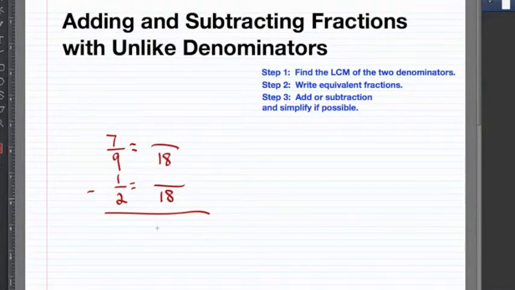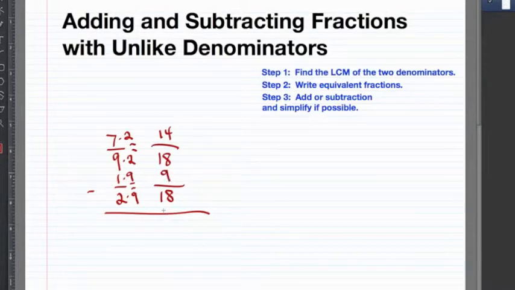So moving on to step two. Let's write equivalent fractions. So what fraction is equivalent to 7/9 that has 18 as a denominator? To find that out, again, I'm going to say to myself, to get from 9 to 18, I had to multiply by 2, so I'm going to multiply my numerator by 2 as well. 7 times 2 gives us 14. On the bottom, to get from 2 to 18, I had to multiply by 9. So I multiply the top, the numerator, by 9 as well. 1 times 9 gives us 9.